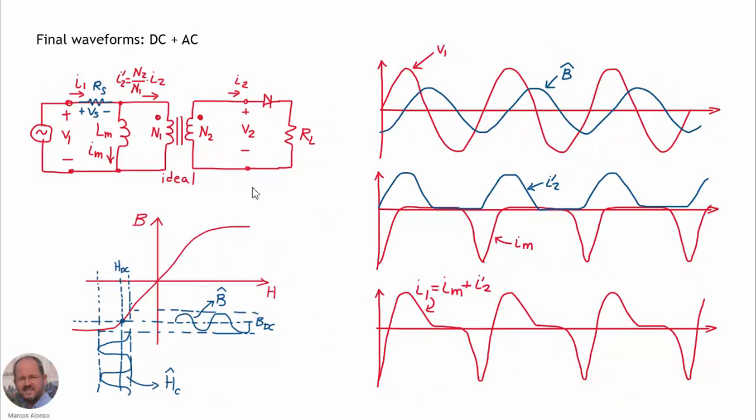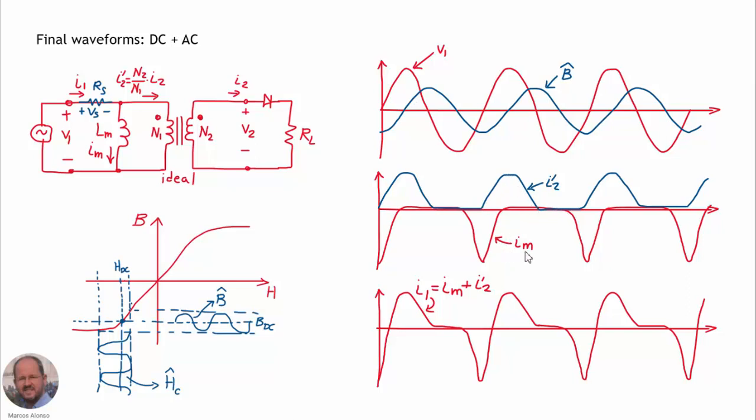So now we can see the final waveforms that we are going to have in the transformer, which is the composition of the DC components and AC components of the different variables. Here we can see the input voltage V1, which is a sinusoidal waveform. We have here in blue the magnetic flux density, the minus 1 times a cosinusoidal waveform. Here in blue we have the current through the secondary transformed into the primary, so the current that we have here is N2 over N1 times the current through the secondary, which is the rectified waveform.